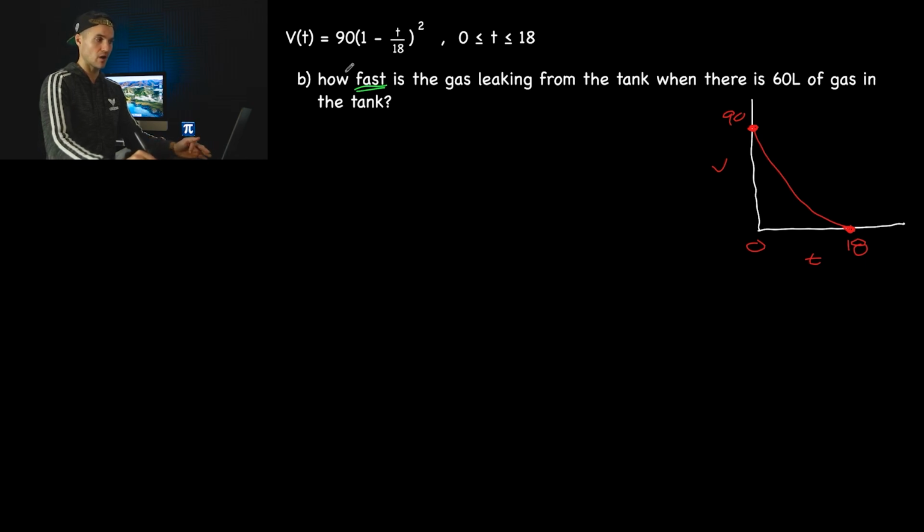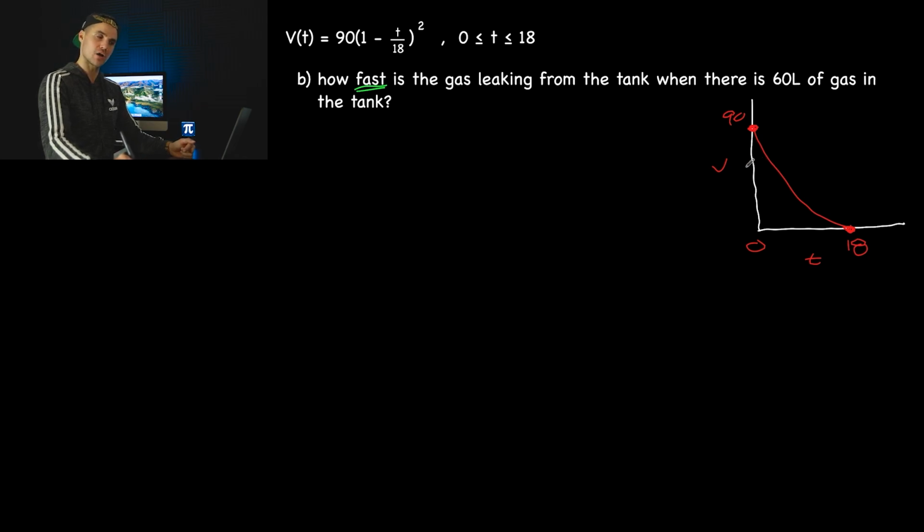Now in part B, what they are asking for is how fast, the rate of change. The wording is important here. How fast is the gas leaking from the tank when there is 60 liters of gas in the tank? Basically they're asking for the instantaneous rate of change at the point where there's going to be 60 liters of gas in the tank. From the wording, hopefully you could tell we're going to be using the derivative, because the derivative of this function is going to give us the instantaneous rate of change at any specific t-value.